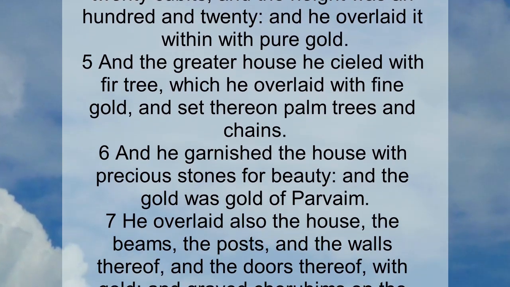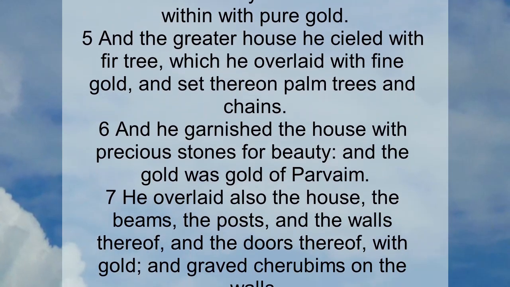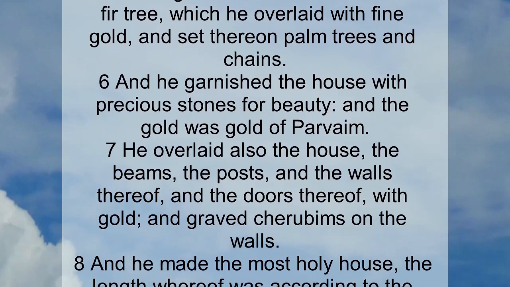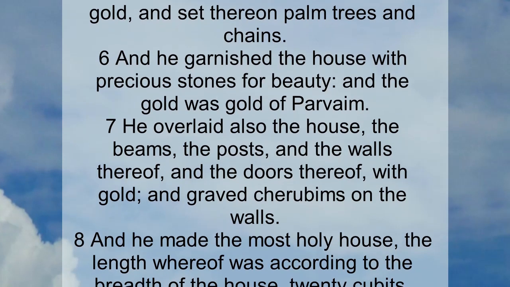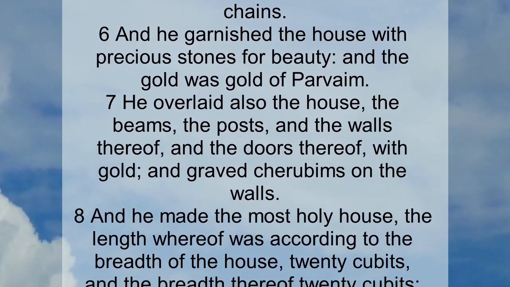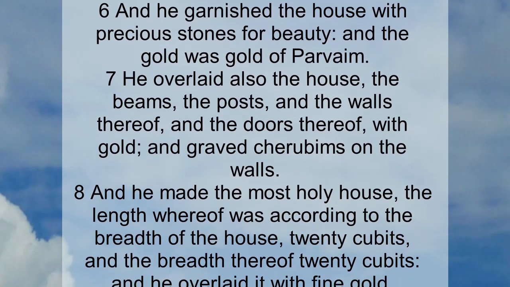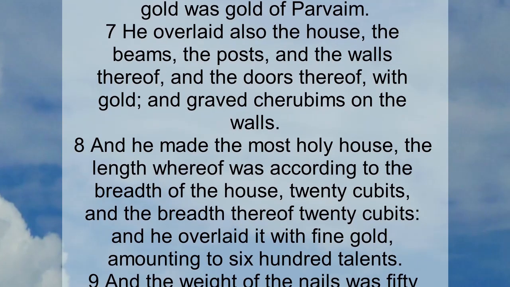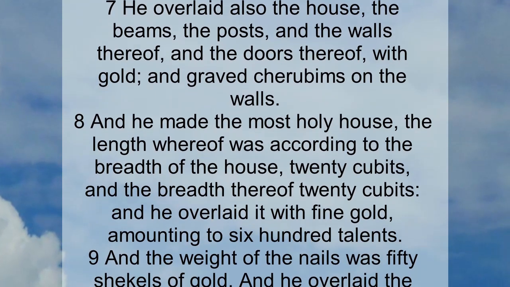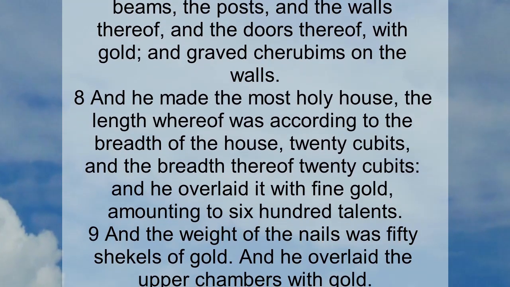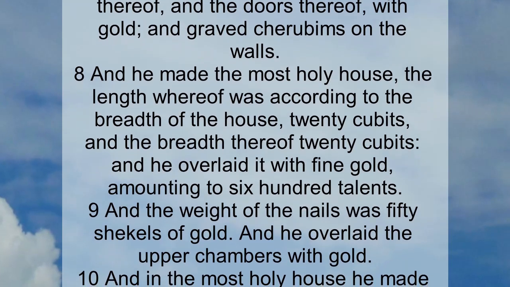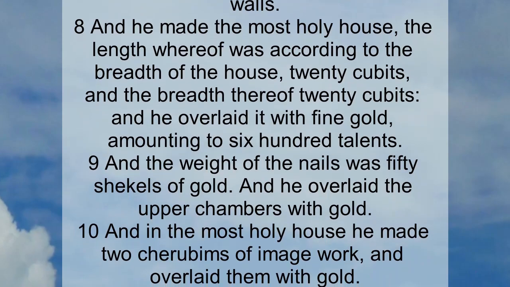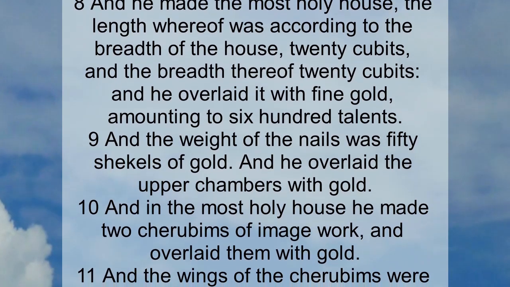He overlaid also the house, the beams, the posts, and the walls thereof, and the doors thereof, with gold, and graved cherubims on the walls. And he made the most holy house, the length whereof was according to the breadth of the house, 20 cubits, and the breadth thereof 20 cubits, and he overlaid it with fine gold, amounting to 600 talents. And the weight of the nails was 50 shekels of gold. And he overlaid the upper chambers with gold.